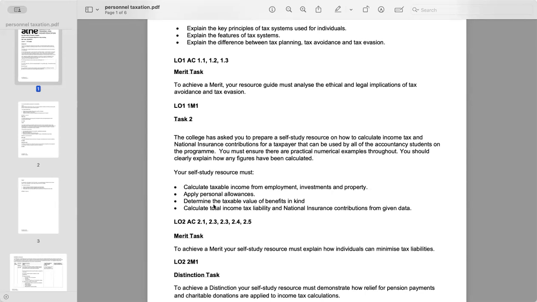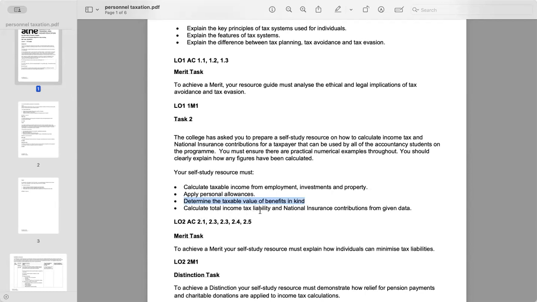So additionally, you have to determine the taxable value of benefits in kind. Okay, third point, here you can see. Benefits in kind are non-monetary perks provided by employers, such as company cars or private health care, which are subject to taxation.